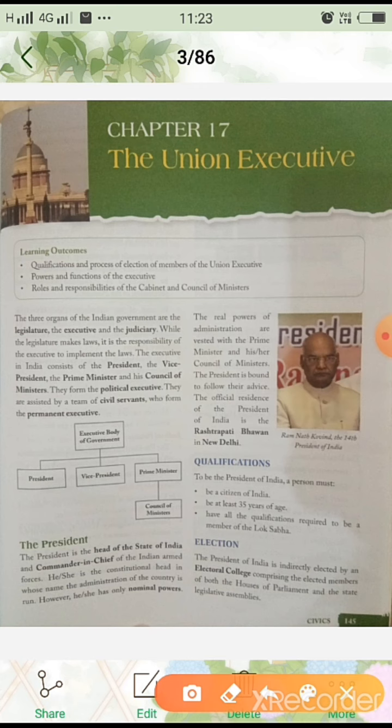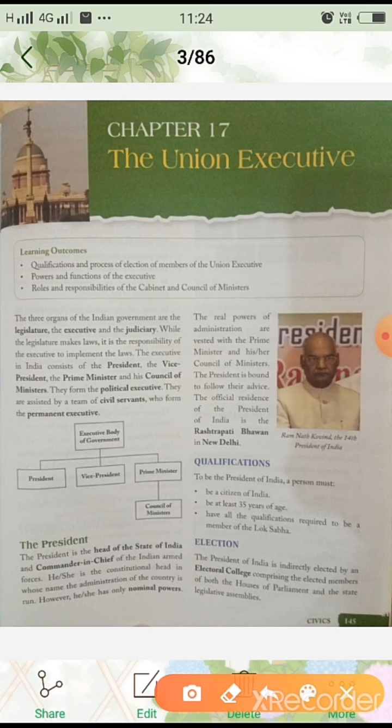So these are the members who form the executive, and they form the political executive. They are assisted by a team of civil servants who form the permanent executive.